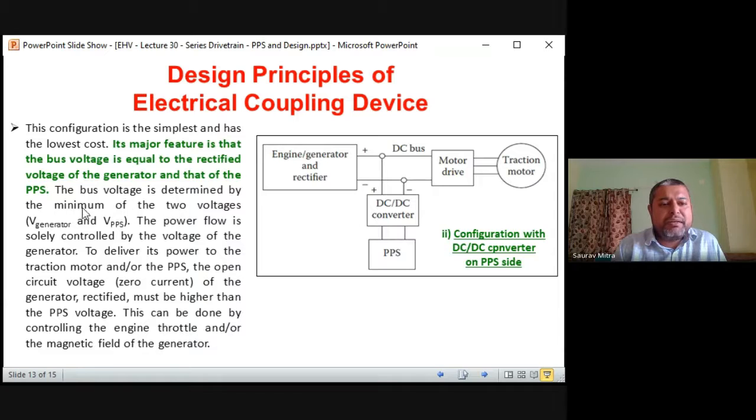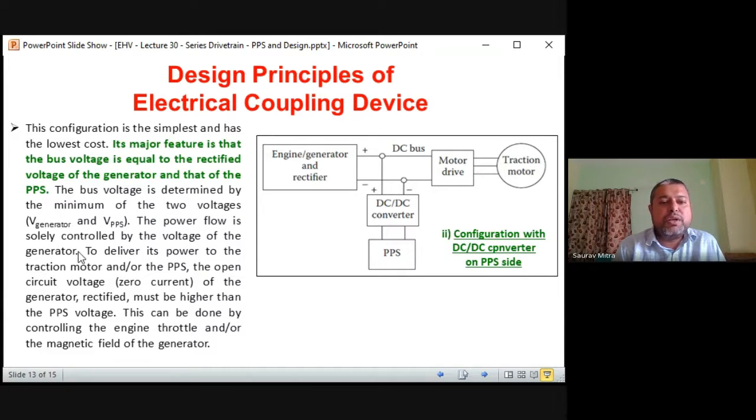Bus voltage is determined by the minimum voltage of the two voltages. So if this voltage is 10 volt and this PPS voltage is 3 volt, the bus voltage will be 3 volt. Whenever these two things are connected like this, for the safety of the traction motor, whichever voltage is the lowest determines the bus voltage, that is the minimum of the two voltages, V generator and V PPS.